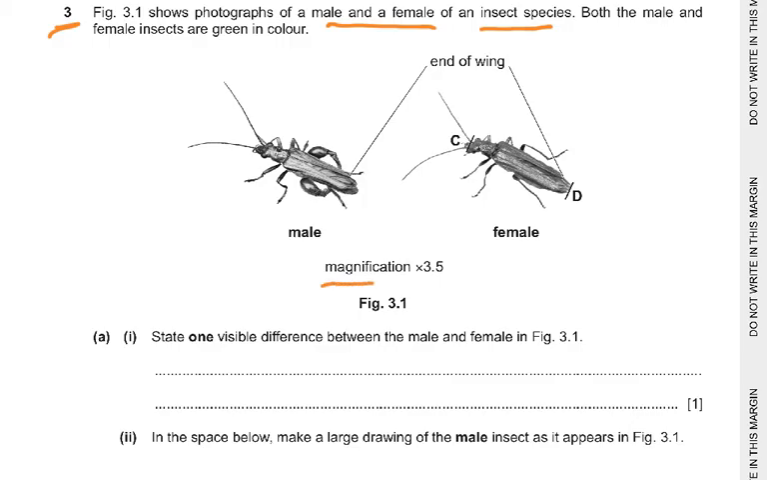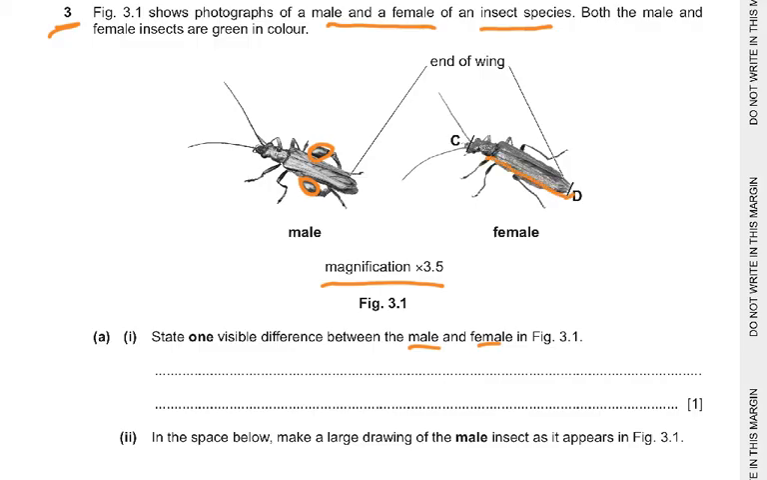Now it says magnification is 3.5 times, and it says state one visible difference between the male and the female in figure 3.1. Well, there wasn't much of a difference. The one was the base of the back legs larger, or you could say thicker, or you could have said swollen in the male, this thingy here. So the back legs had something swollen in the male, and the female had a longer abdomen.